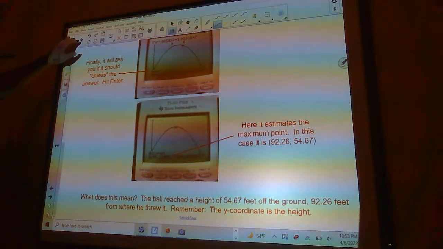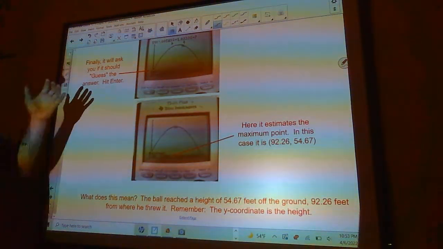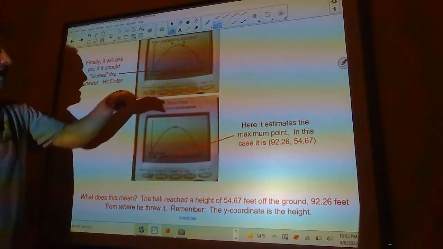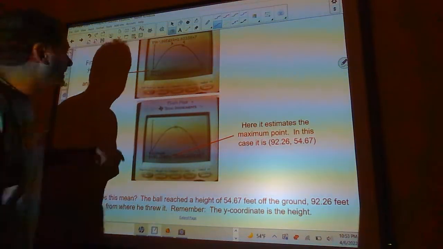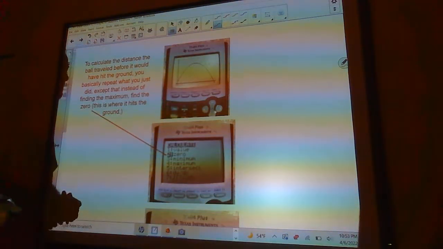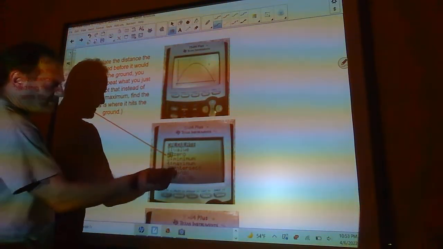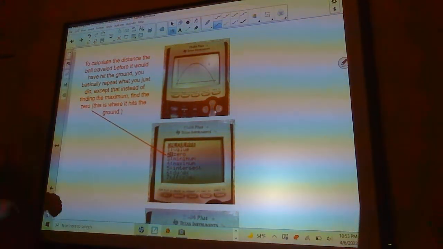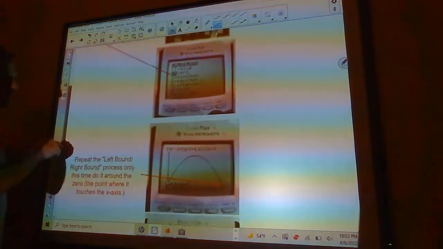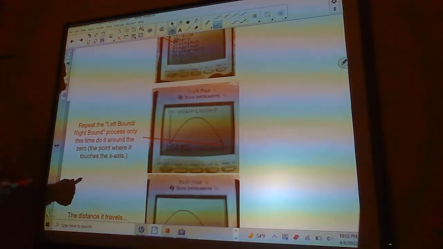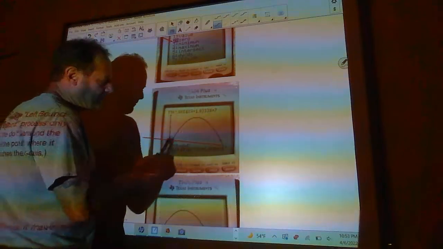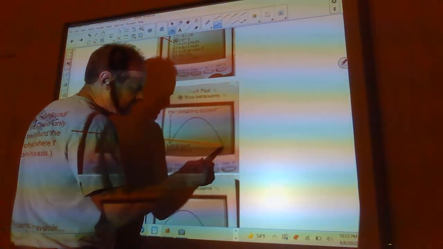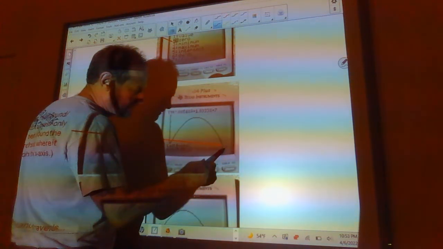Okay, so now how do I find how far the ball went? Well, pretty much I do exactly the same process. I go back, I calculate again, only this time, instead of calculating the maximum, I'm going to calculate the zero. So I'm going to push 2. Okay? And then I'm going to go through the whole left-bound, right-bound process again. So I move the cursor. The cursor will probably show up somewhere around here this time. I'm going to move it down here because the ball's going to hit the ground right about here.